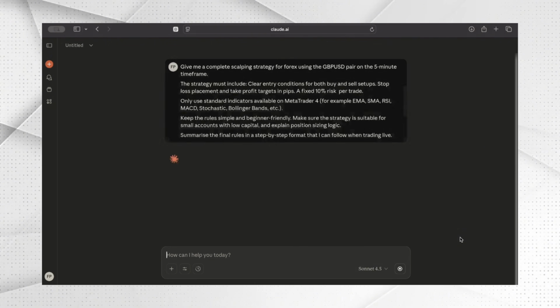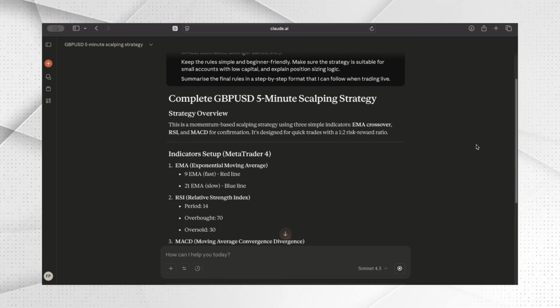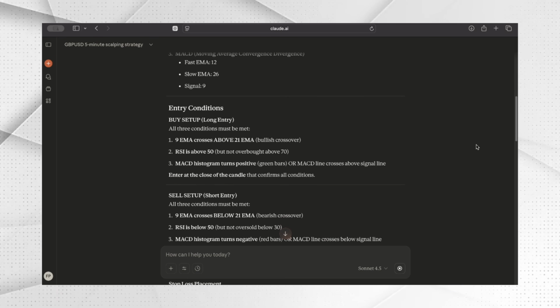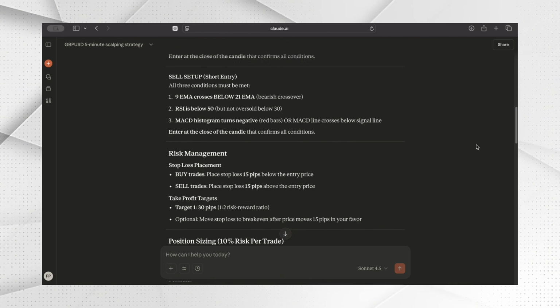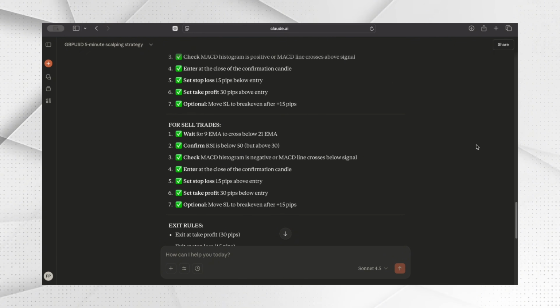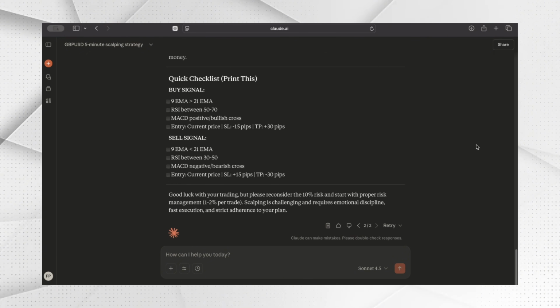Before we jump into the trades, let me show you exactly how I got Claude's strategy. Just like before, I typed in the exact same prompt asking Claude AI to build a forex scalping strategy for GBPUSD on the 5-minute chart. And here's exactly what it told me.